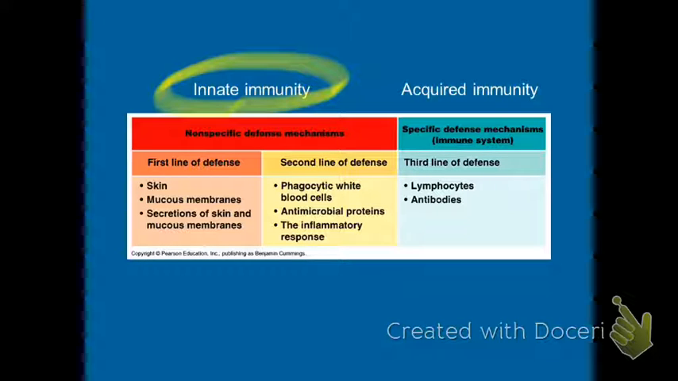Acquired immunity, the second video, is going to focus more on that. That is also known as specific immunity. That one is going to involve cells that are very particular to only acting very strongly against very particular viruses or bacteria. All right, so starting first with the first line of defense.